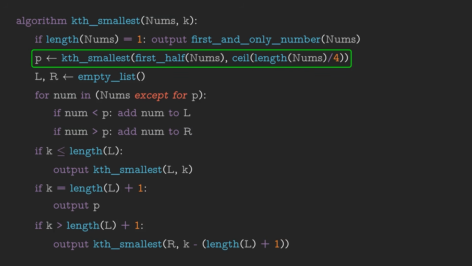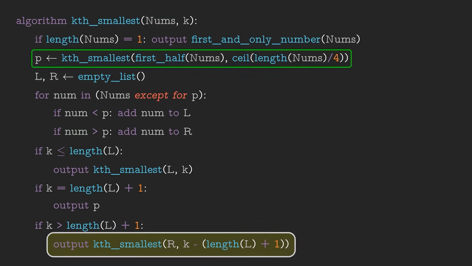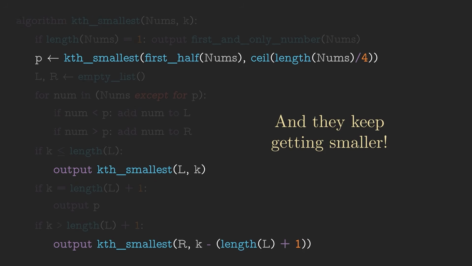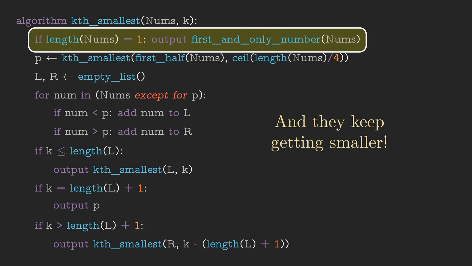It's the same reason why we're allowed to recursively apply the algorithm to either the left sublist or the right sublist later. The sublists are always going to be smaller than the original list, which means all the subproblems will keep getting smaller and smaller until the lists only have one number, at which point the solution is trivial.